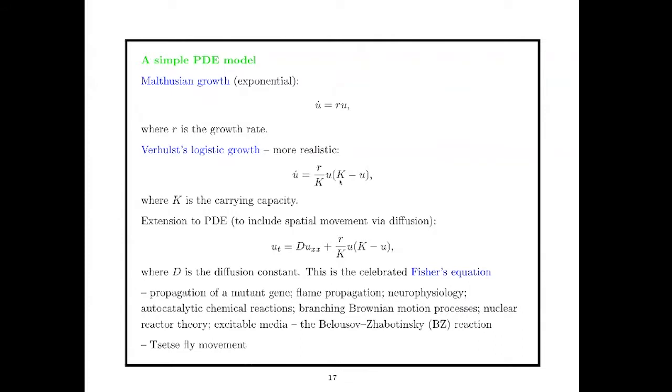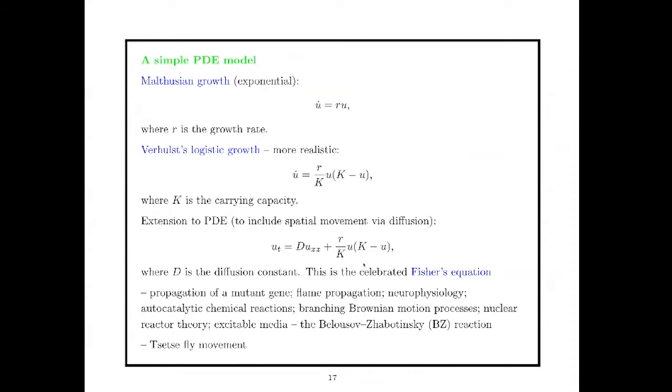If you want to extend these ODEs to PDEs, we now need to include spatial movement. We tend to include the spatial movement via diffusion. And so we now have this equation down here. We have u_t = D u_xx. So this is the diffusion. D is your diffusion constant. And here is your logistic growth.